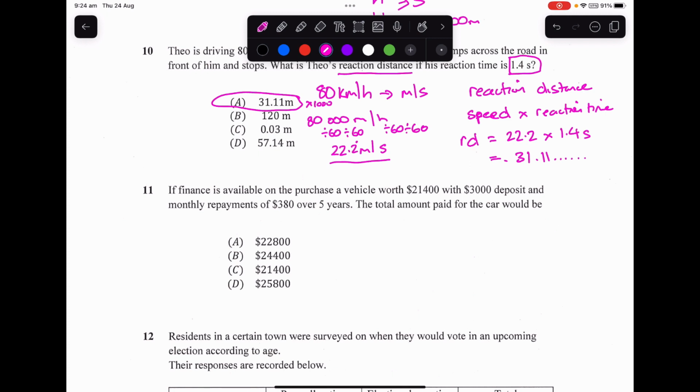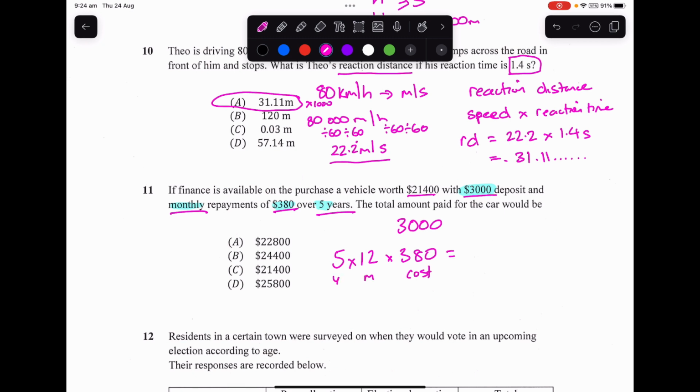Okay, if finance is available on the purchase of a vehicle worth $21,400 with $3,000 deposit and monthly repayments of $380 over 5 years, the total amount paid for the car would be. So let's see what we're paying for the car. First off, we're paying $3,000 deposit. Then we're going to be paying monthly repayments of $380 over 5 years. So for 5 years, every month, we're paying $380. So that's our years, our month, and our cost.